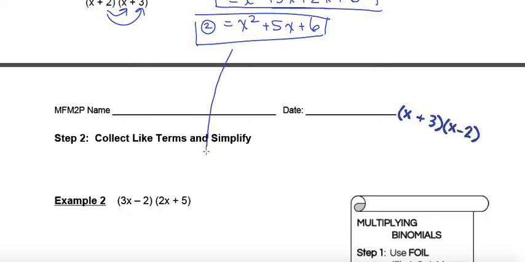So right here, I could go ahead and write that down there. So this becomes my x squared plus 5x plus 6.